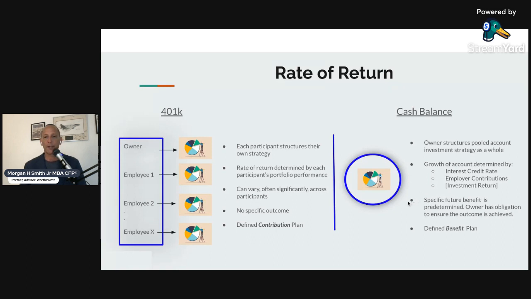In a cash balance plan, the specific future benefit is predetermined. So over here, there's no predetermined benefit. You're just predetermining the contribution. That's why we call this a defined contribution plan. In a cash balance plan, the future benefit is predetermined, and the owner has the obligation to ensure the outcome is achieved. So we're defining the benefit. That's why these are known as defined benefit plans. Again, in contrast to a defined contribution plan, such as a 401k.